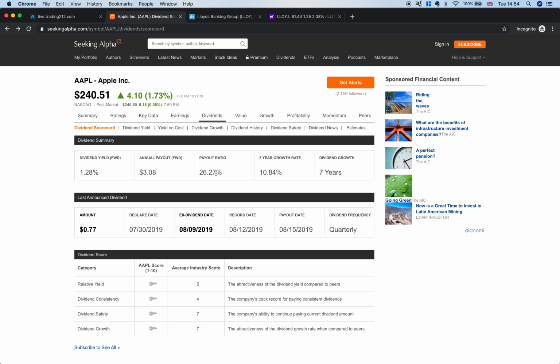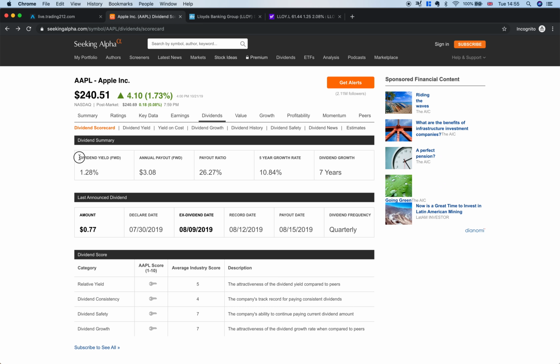I think below the 35% range is a very healthy company. They're able to pay dividends, but they're not using all of the earnings to pay out that dividend to shareholders. So I'm very happy with the payout ratio.